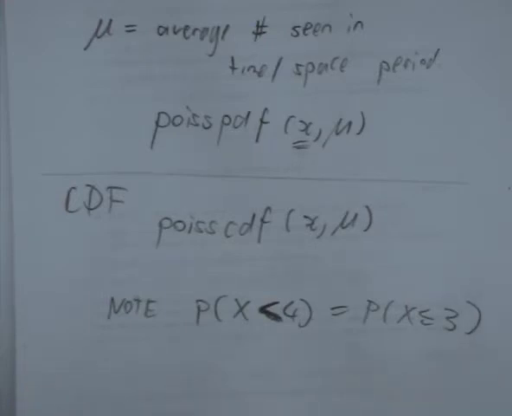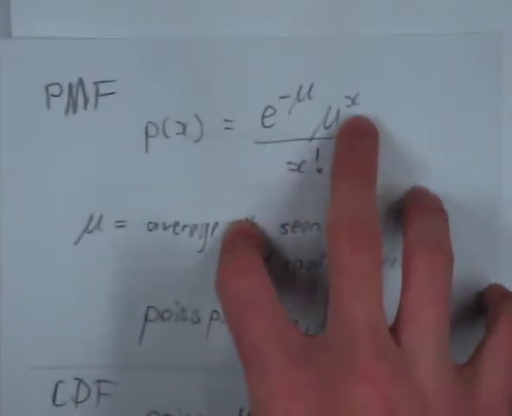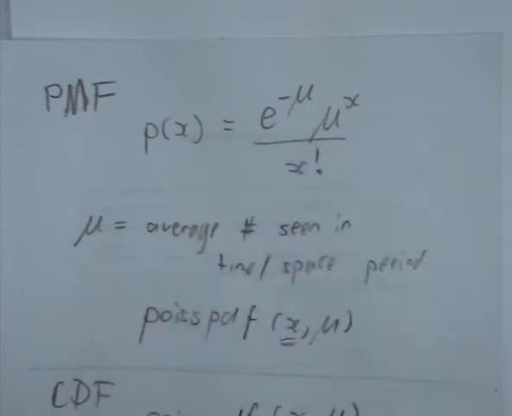The most important one is the 0 faults, or the 0 customers, or the 0 light bulbs breaking, that sort of thing, because that can be calculated using this formula very easily, because the x is 0, so it's just e to the minus mu.